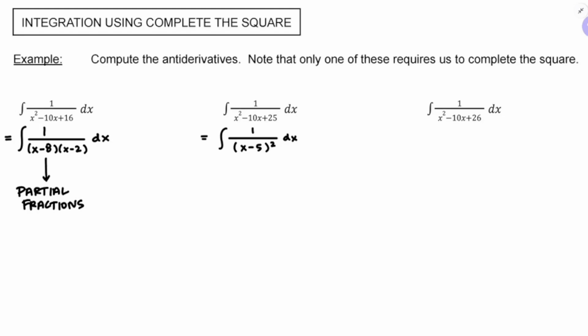But fortunately for us, there's an easier, faster way. We're going to say, wait a second, this is x minus 5 to the negative 2 power. I can apply the power rule to that, add 1 to the power, divide by the new power. I have negative 1 over x minus 5 plus c. This one's nice.